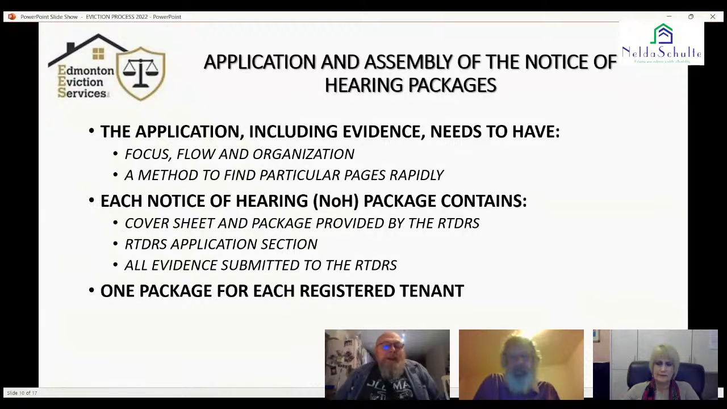So each hearing package has a cover sheet. When you apply to the RTDRS, they'll send you back a cover sheet with some paraphernalia of theirs, behind everybody's rights. And on the cover sheet is the hearing date and time, and notice to the tenant or the respondent as to what's happening and what could happen if they ignore it. So that goes on top, and then you apply.